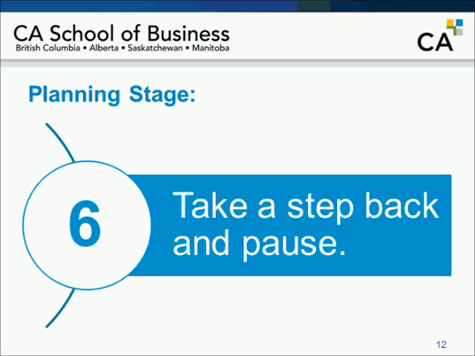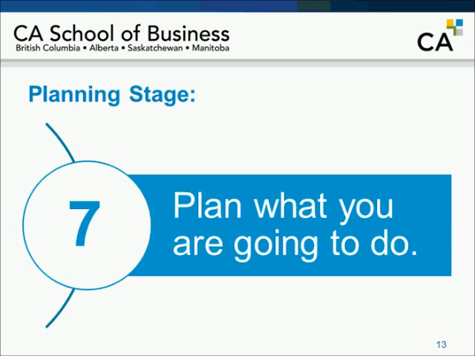The sixth step in the planning stage involves taking a step back and pausing. Spend a moment to reflect on how the issues and the planned analyses fit together and consider whether there are any bigger picture items to consider. The seventh step in the planning stage involves planning what you are going to do. Look at each issue and identify the approach to take to address it.